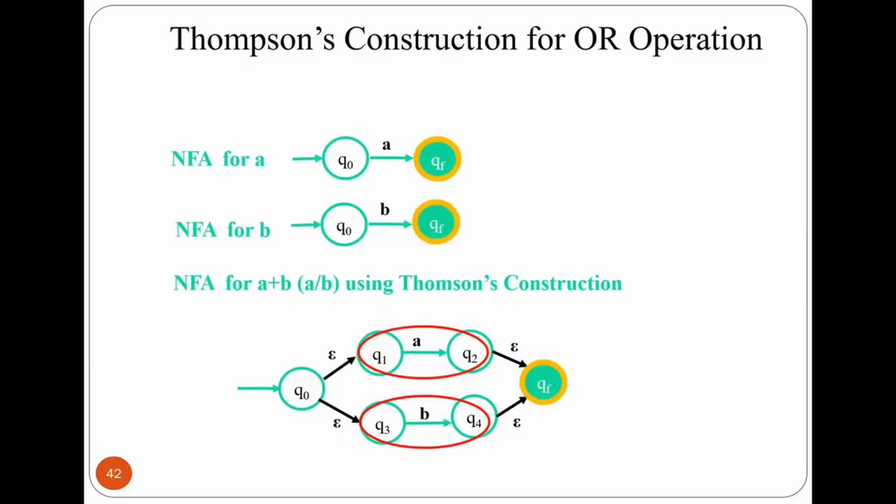I have 4 epsilon moves again as I had in star, and I have 2 new states. Initially I had an NFA for A, Q0 to QF, and an NFA for B, Q0 to QF. Now I am combining them through OR operation. I will have 2 new states and 4 epsilon moves. One from Q0 to Q1, another from Q0 to Q3, a third from Q2 to QF, and a fourth from Q4 to QF. So again, the rule remains, whenever you want to construct an NFA using Thompson's construction for OR, 4 epsilons, 2 new states.